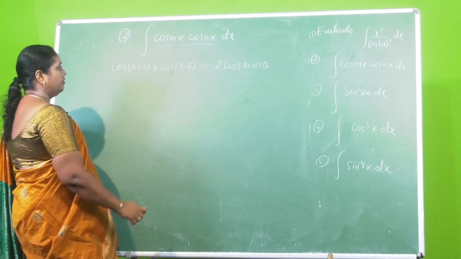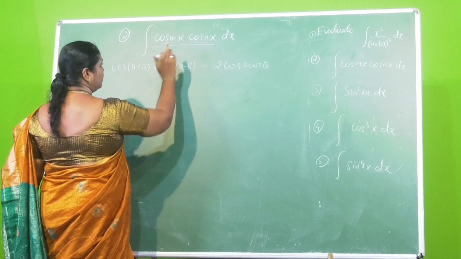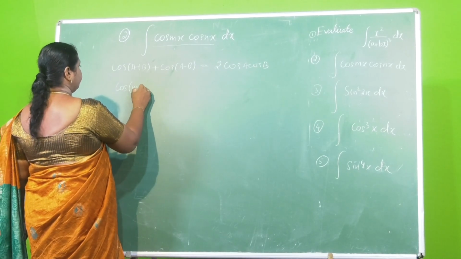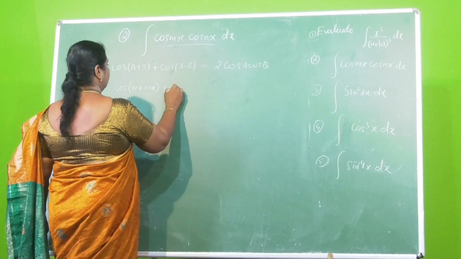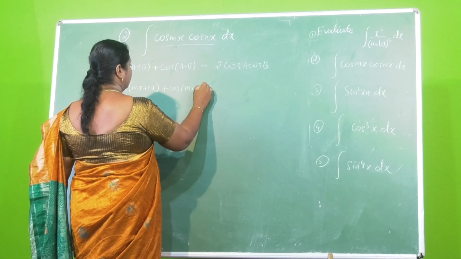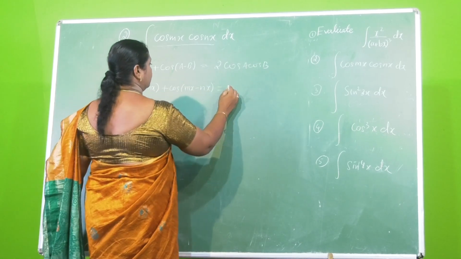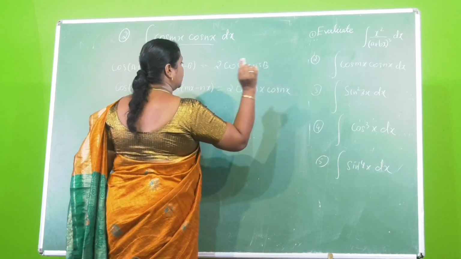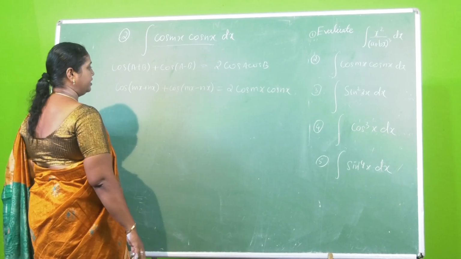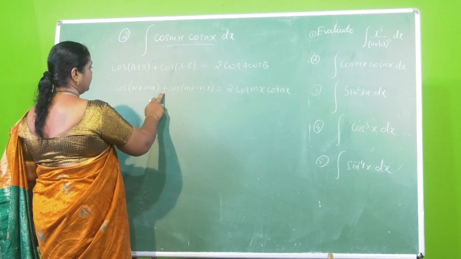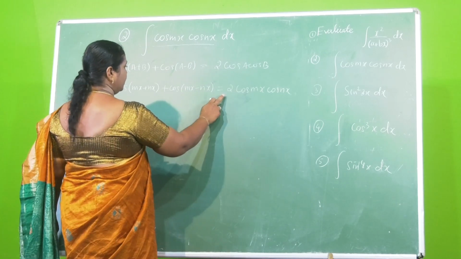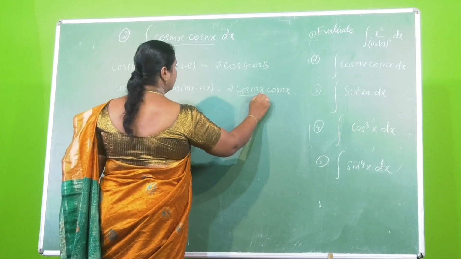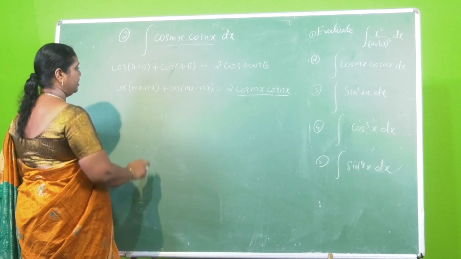So from this we are going to find cos mx and cos nx. Then what will that be? From this formula we find that cos of (mx plus nx) plus cos of (mx minus nx) equals 2 times cos mx cos nx. So from this we are going to replace cos mx cos nx by this formula.